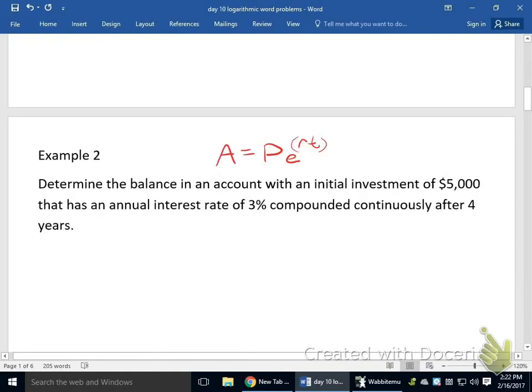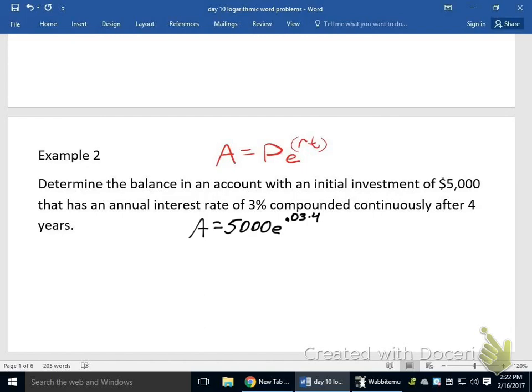So I talked earlier in this lesson about the compounding interest formula. Now if the interest compounds continually, this is the formula you've got to use: principal times Euler's number raised to the rate times time. I'll show you this first problem. Determine the balance in an account with an initial investment of $5,000. They're giving us the principal there, times e to the rate is 3%, so I'm going to use 0.03, and it's going to stay in there for 4 years, it says.